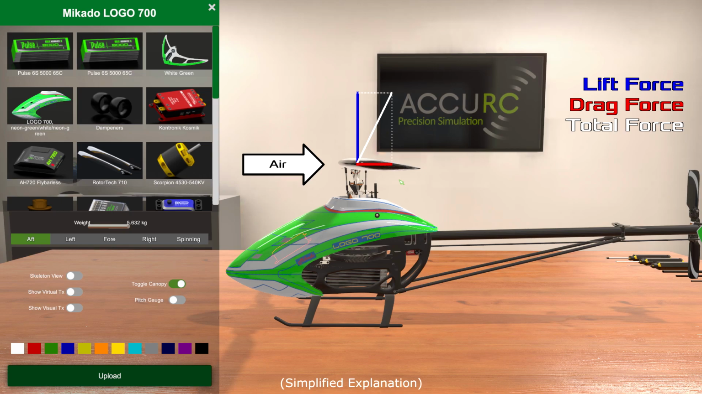What does that mean? That means that the total force is exerting a braking force on the rotor blade, trying to slow it down. How do we overcome this? By powering the blade with the motor of the helicopter. So the motor produces a torque which moves the blade through the air and offsets the drag force of the air trying to slow the blade down.